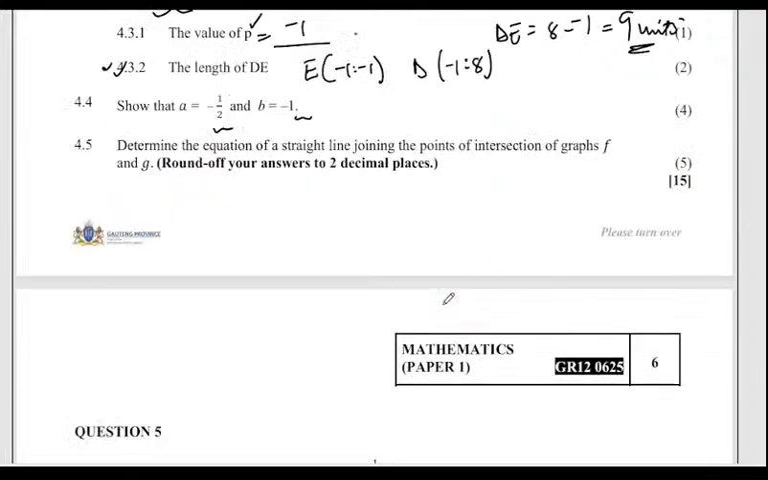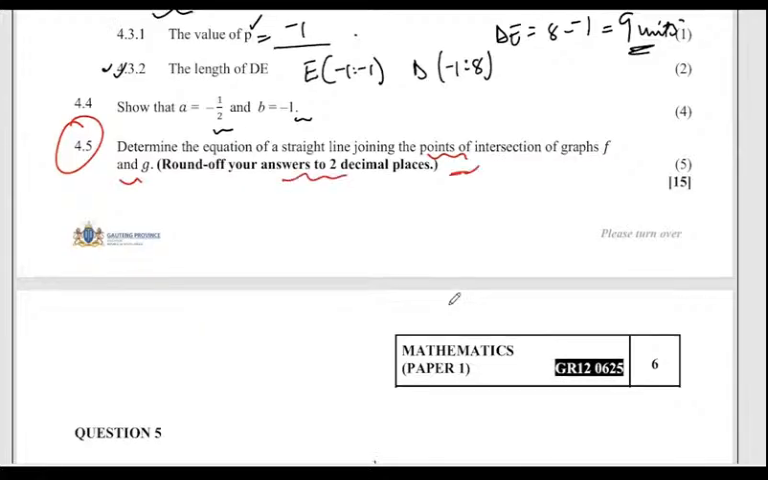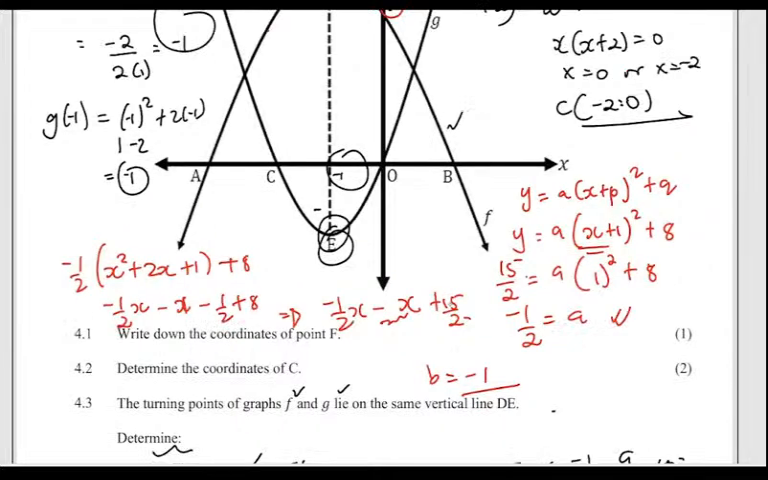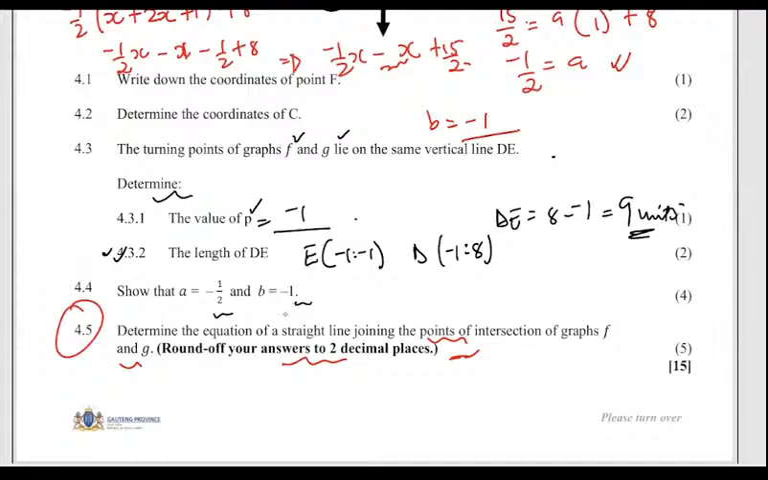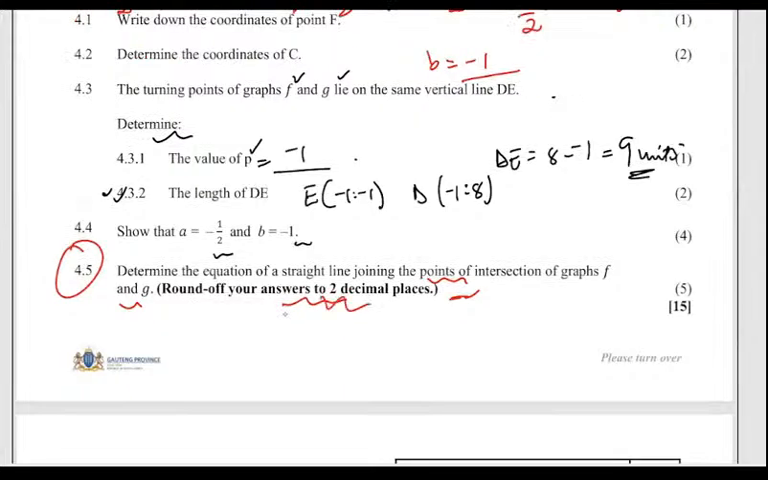Then 4.5, determine the equation of a straight line that is joining the points of intersection. You must round off your answers to 2 decimal places. Now, if we look at this, technically this might be having the same y value, I'm just saying by the looks. But let's see. The x values are different, but we said we have a hint. If we get a fraction of 2 decimal places, do not be afraid.